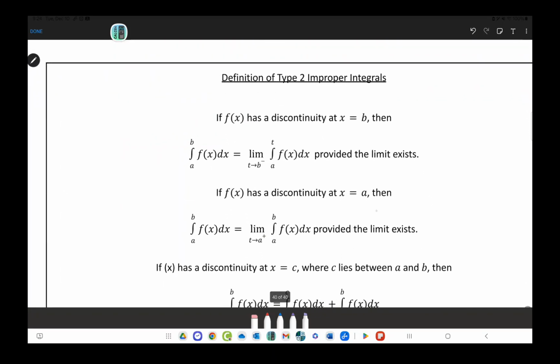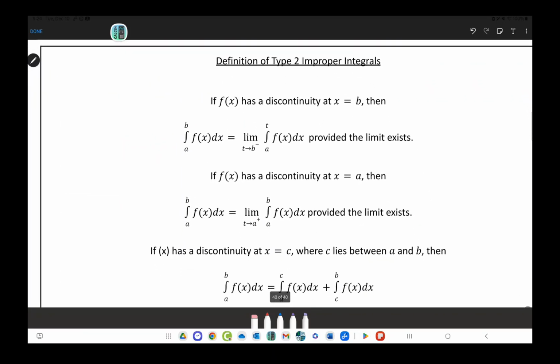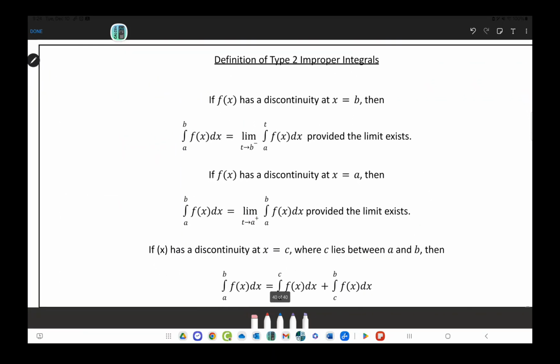So, definition of type 2 improper integrals. Type 1 was when one of our bounds went to infinity, or both bounds went to infinity. Type 2 improper integral is when one of your bounds has an infinite discontinuity, or some type of discontinuity.